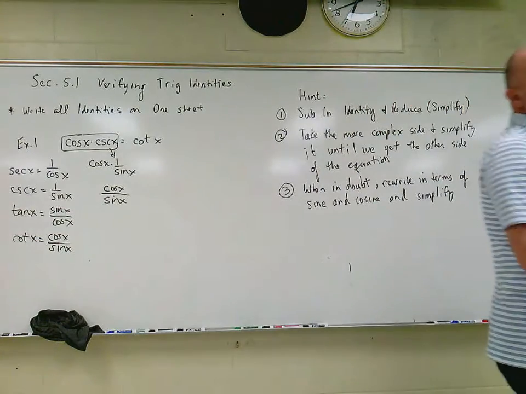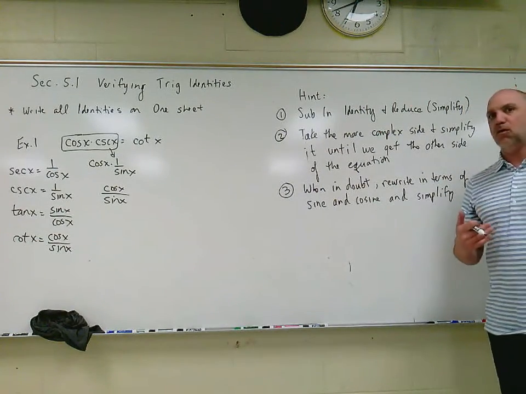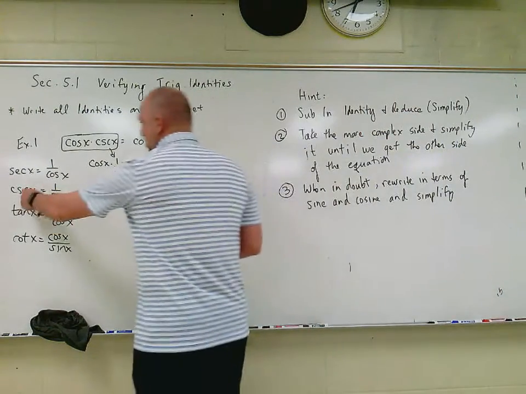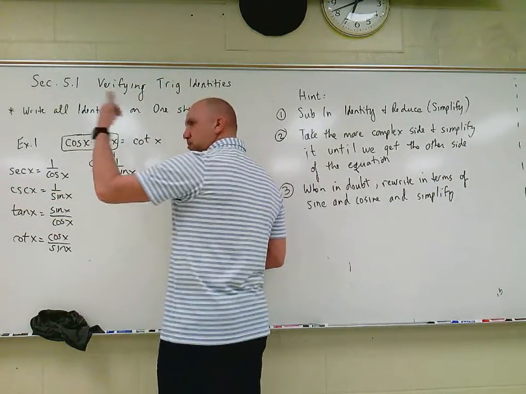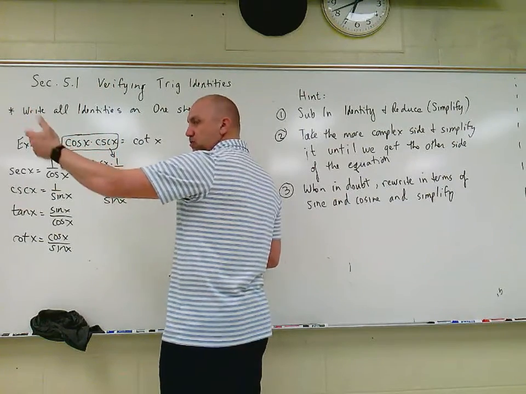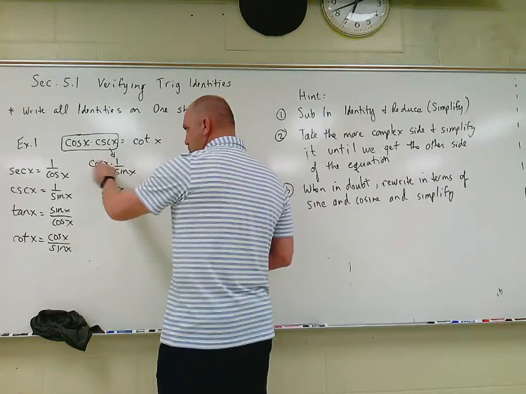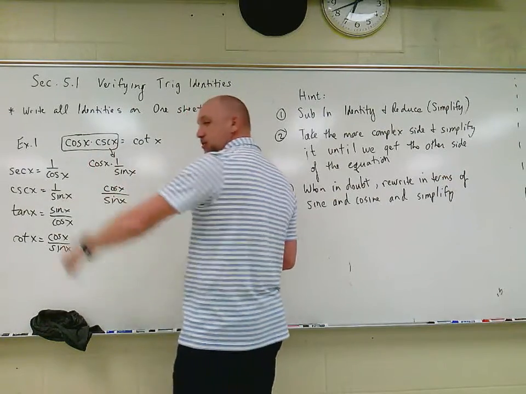In a proof, you don't have to write your reasoning down. As long as it's known that cosecant is 1 over sine, I don't have to say reciprocal identity for cosecant, I just do it. Okay, and then when I'm multiplying, cosine times 1 is cosine. So I have this.